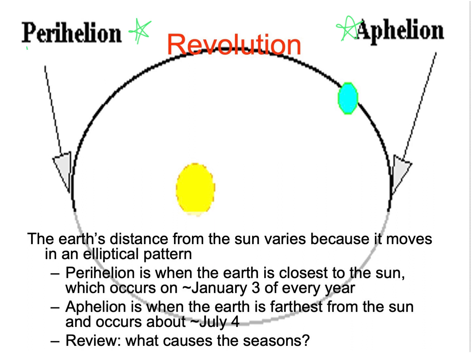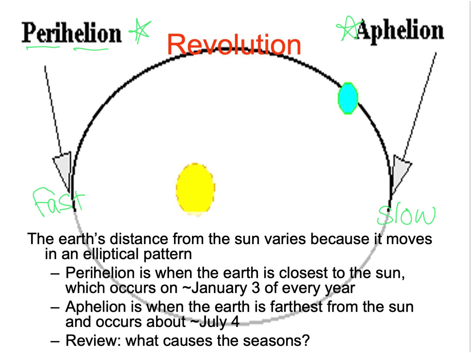Perihelion, peri means close, helio means the sun, is the point in the orbit where a planet is closest to the sun. And the planet actually travels faster at this point in its orbit. For Earth, this occurs on about January 3rd. Aphelion is the opposite, when the Earth is farthest away from the sun and is actually traveling more slowly. This happens on about July 4th.